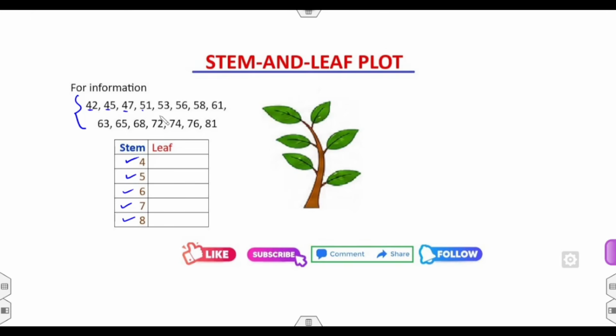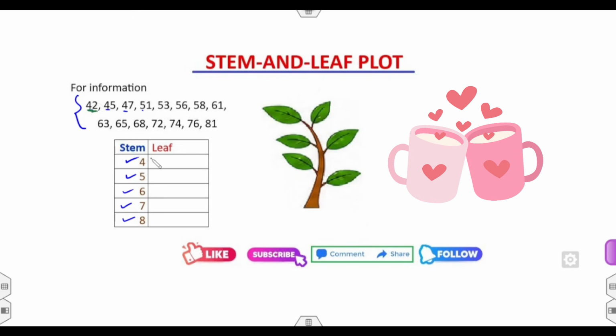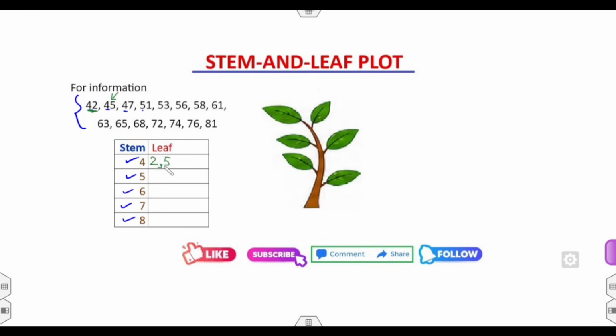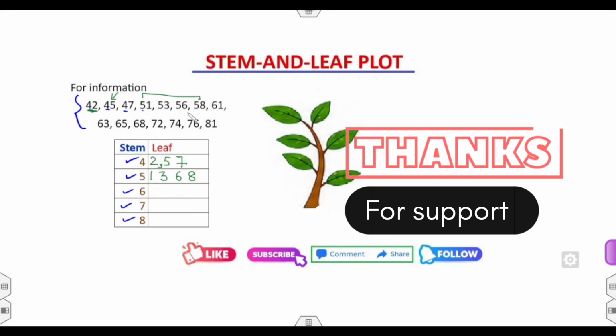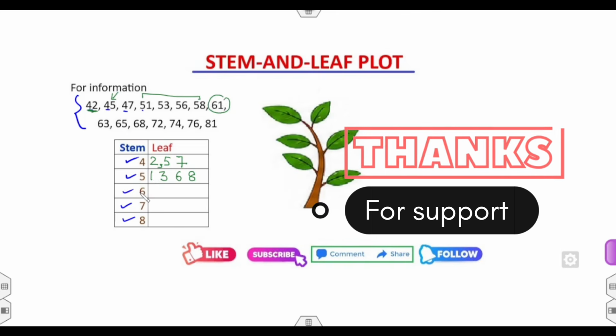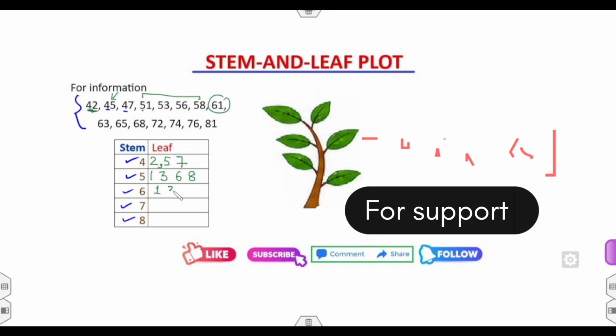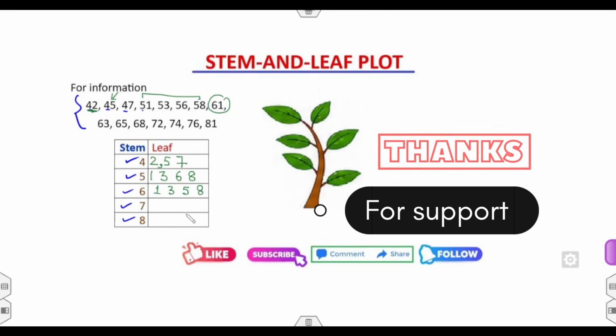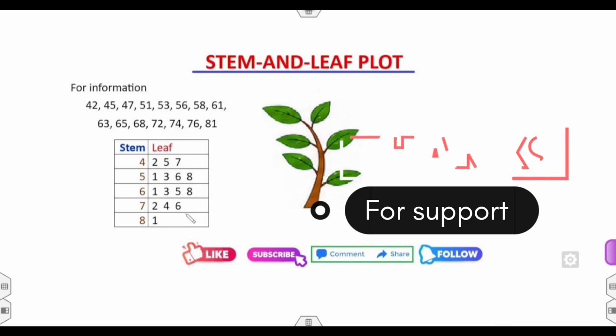Now, once you write the information in ascending order, for the stem 4, the leaf of the first number is 2. The leaf of the second number is 5. You can put a space between them or a comma, your choice. The third is my 7. Look at the third number. 1 is a leaf, 3 is a leaf, 6 is a leaf, 8 is a leaf corresponding to the stem 5. Similarly, for the stem 6, the leaves are my 1, 3, 5, 8. And similarly, you can find them for 7 and 8.